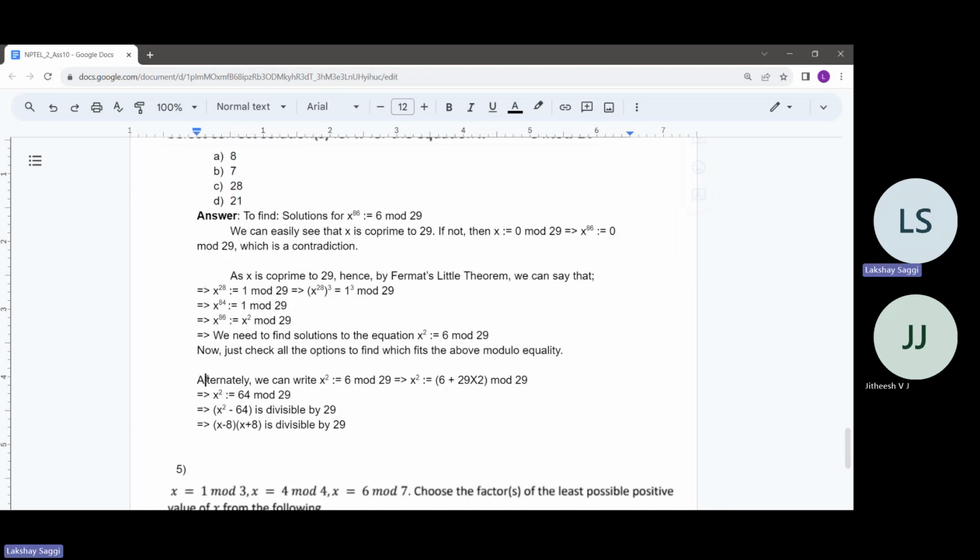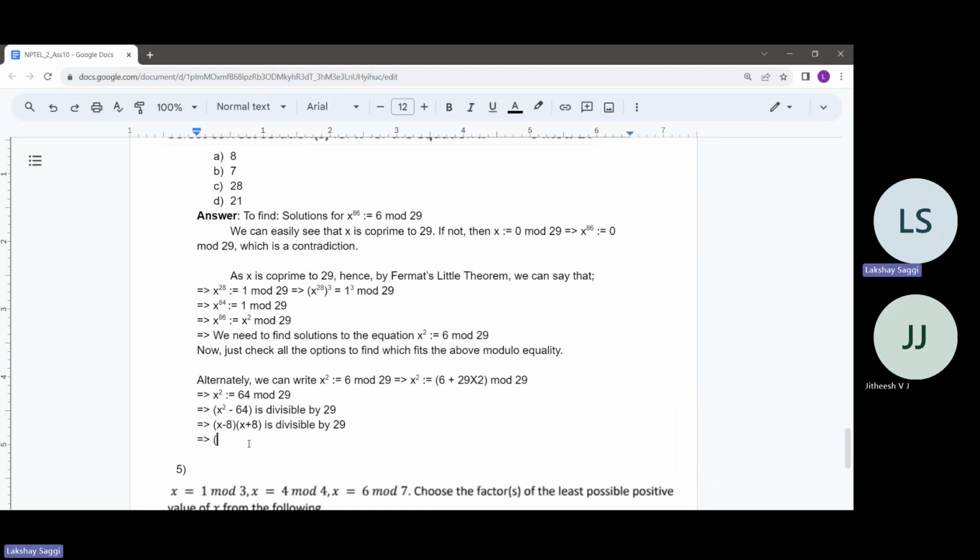But in this manner, by this method which I have described, we can arrive at all the possible solutions. And how do we do so? We have described that (x − 8)(x + 8) is divisible by 29, and we need to find such x. Since 29 is a prime number, either x − 8 should be divisible by 29 or x + 8 should be divisible by 29.